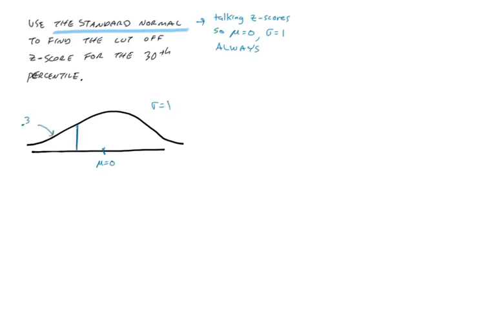And we want the 30th percentile, so that means we're looking at the bottom 30% there. Okay? So that's going to be the bottom 30%. And the question is, what's our z-score in this case? So we want to find out what this specific z-score is going to be there.